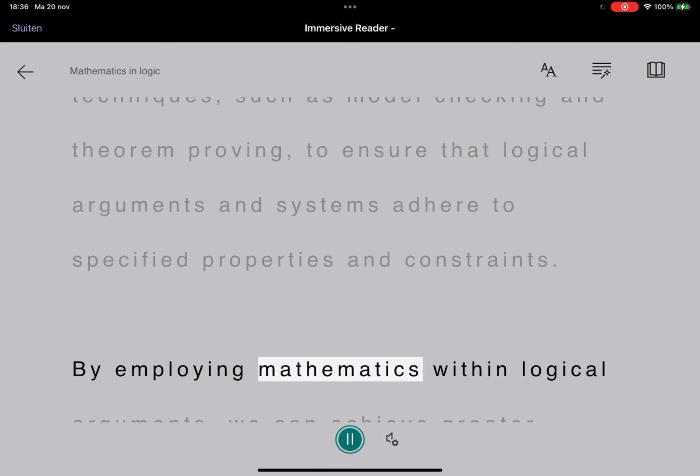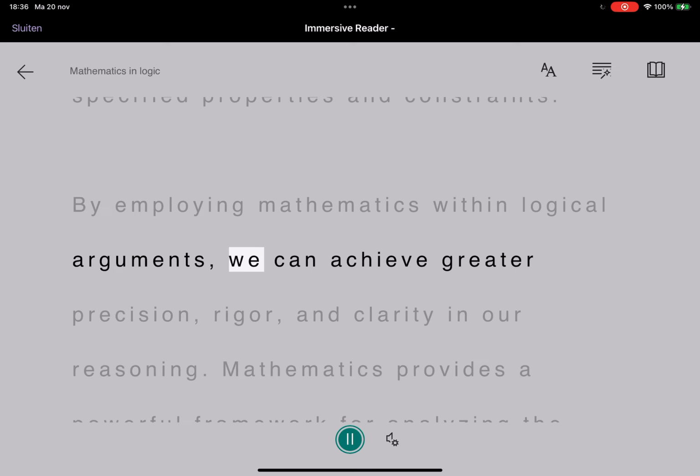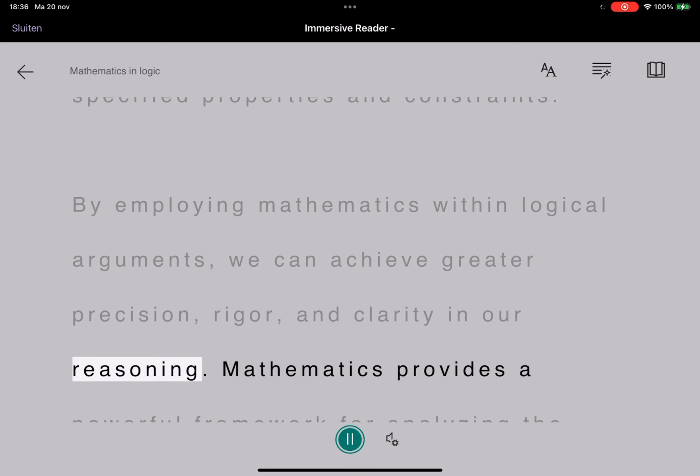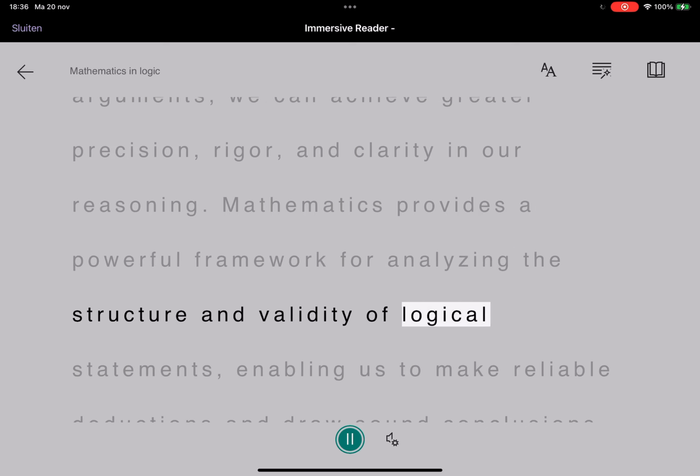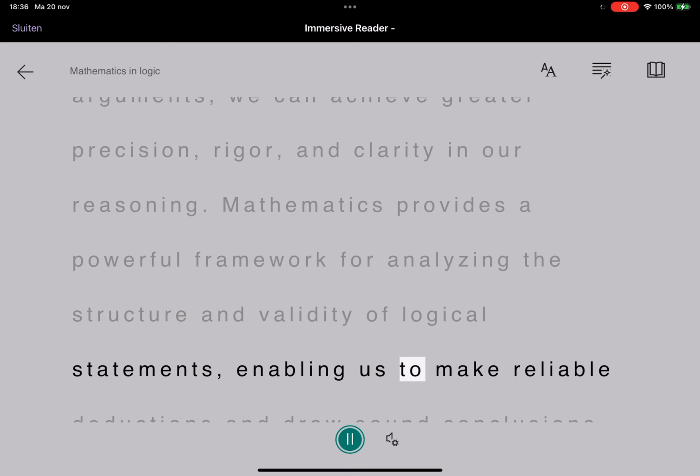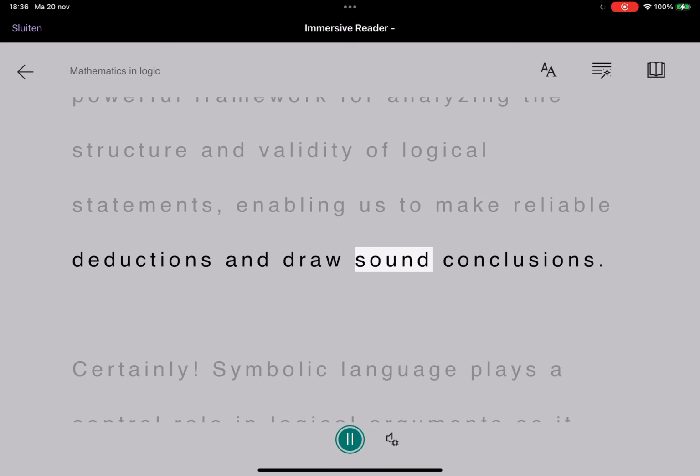By employing mathematics within logical arguments, we can achieve greater precision, rigor, and clarity in our reasoning. Mathematics provides a powerful framework for analyzing the structure and validity of logical statements, enabling us to make reliable deductions and draw sound conclusions.